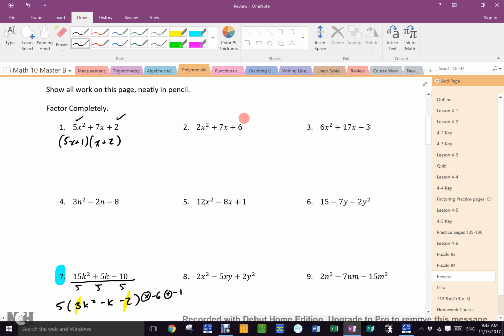Who would like to give me the answer to number 2? Sorry, what was that back there? Correct. Who would like to give me the answer to 3? 6x minus 1 and x plus 3. Oh, well done.